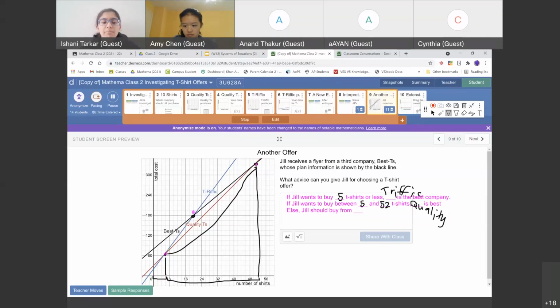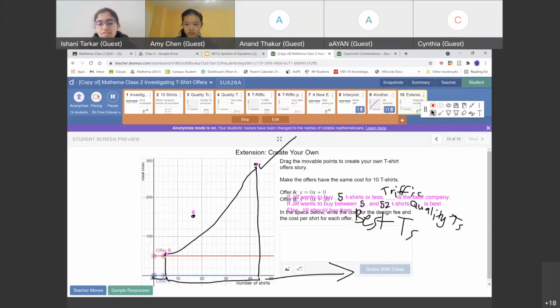Otherwise, she should buy from Best Tees because after you buy 52 t-shirts, Best Tees will always be the least, because if you think about it, the other lines are going up really quickly compared to Best Tees. So it will always be the best option after that. So that is pretty much the advice you should have given Jill.